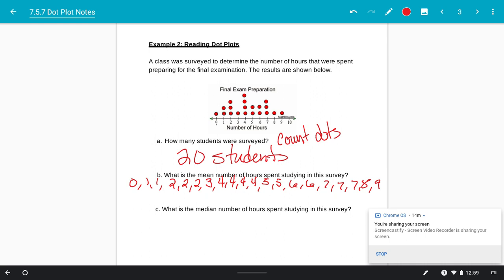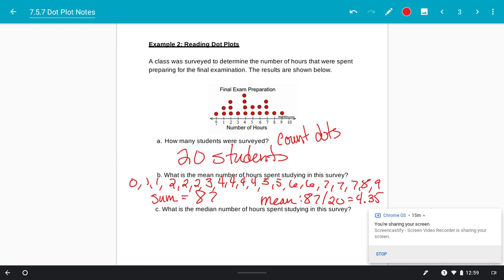So now what I'm going to do is add up all of those numbers. So I'm going to add up all of this data set. You're going to bear with me while I do this on my calculator because it's going to make my life a lot easier. And we get a sum of 87. Now we already calculated how many students, there were 20. So to find the mean, I'm going to do 87 divided by 20. And I get a mean of 4.35.